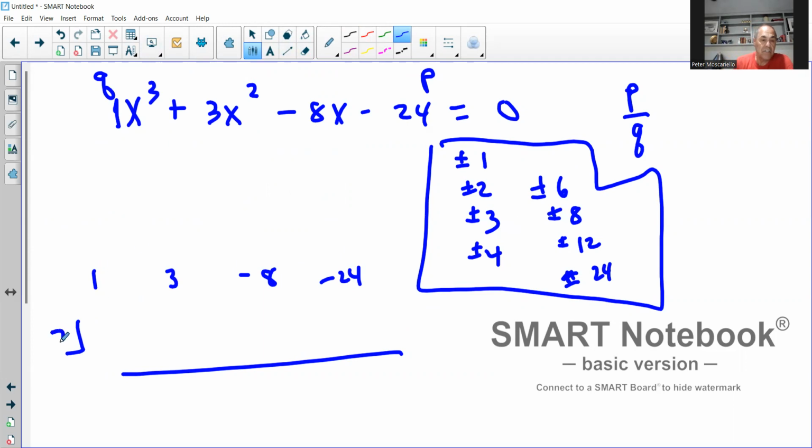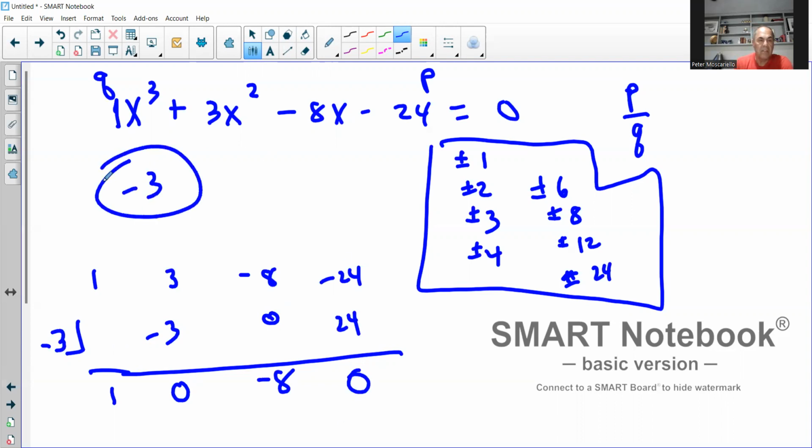I think someone said 3 works, or maybe negative 3 works. Let's try negative 3. Bring down the 1. Negative 3, 0, 0, negative 8. Yay, Cap was the one who told us that. So negative 3 is a root.